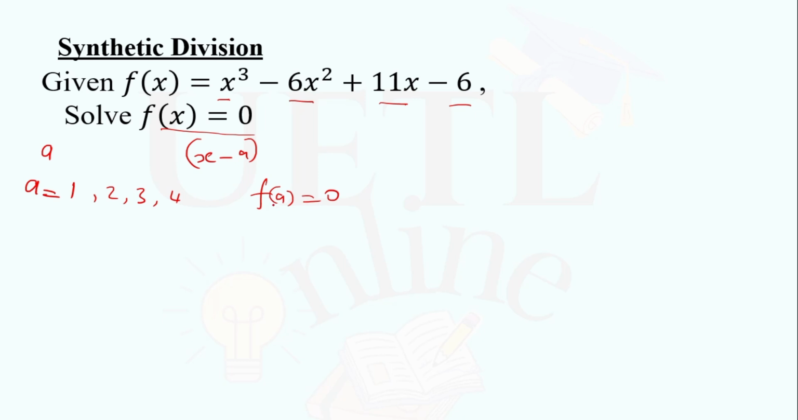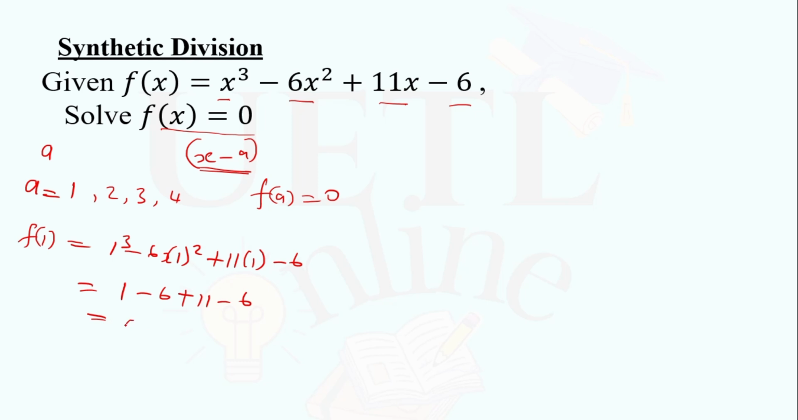Okay, so if f of a is equal to 0, this means that x minus a becomes a factor. So let's try with 1. We're going to find f of 1 first. This means that we are going to substitute 1 where there is x. So we get 1 to the power 3 minus 6 times 1 squared plus 11 times 1 minus 6. In this case, we get 1 minus 6 plus 11 minus 6. If we solve this, we get 0. So this means that x minus 1 is a factor of this.